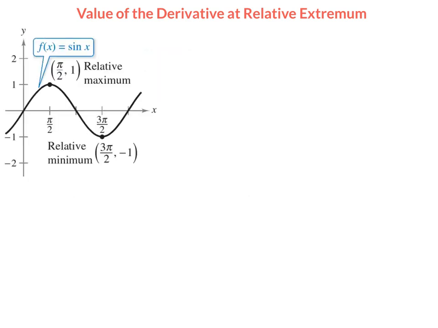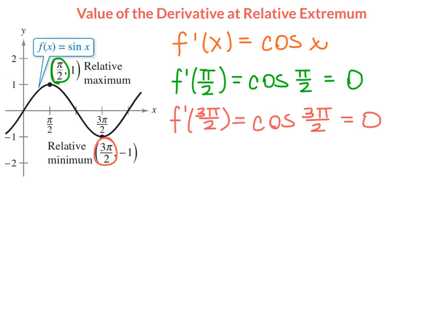And next let's take the sine function. So I have 2 things here within this interval. I have a relative max at pi over 2, 1, and a relative min at 3 pi over 2, -1. So let's take the derivative of this and see what happens when I plug in pi over 2 and 3 pi over 2. So the derivative of sine is cosine, and when I plug in pi over 2 and 3 pi over 2, according to the unit circle, cosine of both of those values is 0.